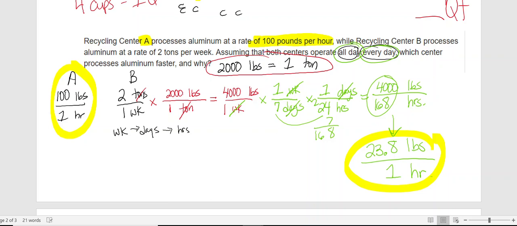So that's some examples on using the conversion method for converting customary units.